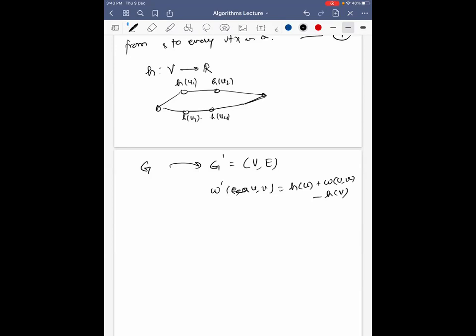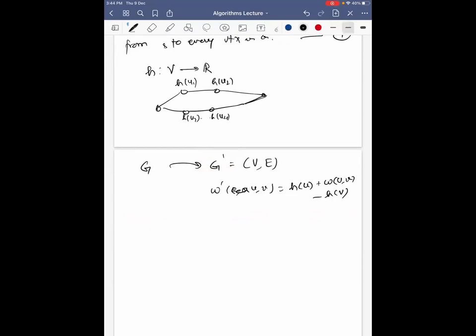So we assume that this function H is given to us. What it is we'll see later, and why we need it will become clear later. But let's just assume for the time being that there is some function that assigns a real number to every vertex of the graph. And using these real numbers, we have reweighted every edge of the graph. And this reweighted graph is what G prime is. Is it clear up to this point? Yes.